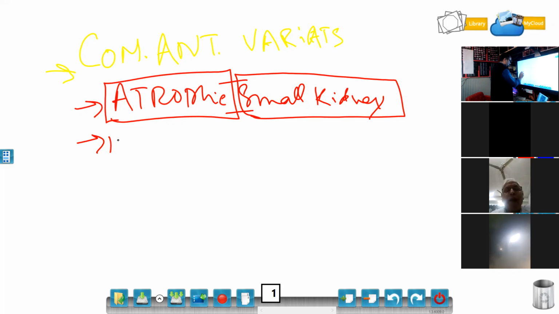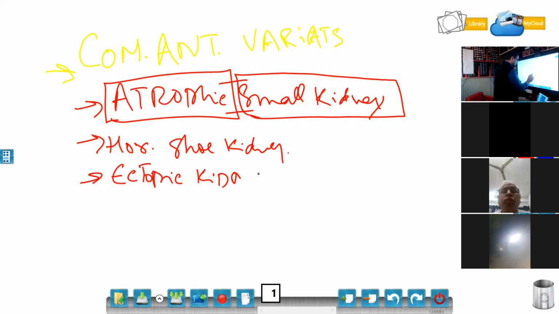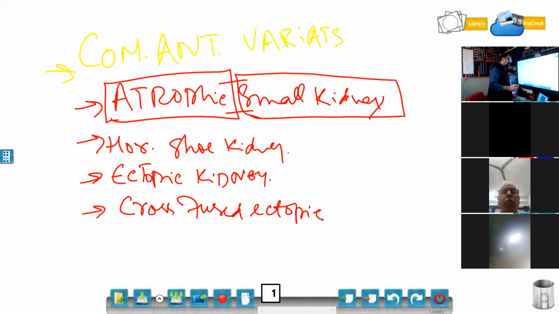Then the horseshoe kidney. Then cross-fused ectopia. But before that, let me write ectopic kidney. Then cross-fused ectopia. Then unilateral renal agenesis. I am writing in short. Then dromedary hump.